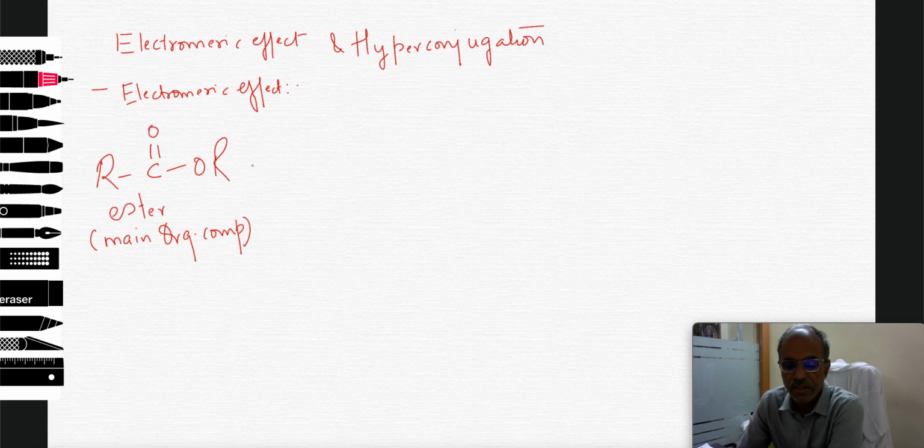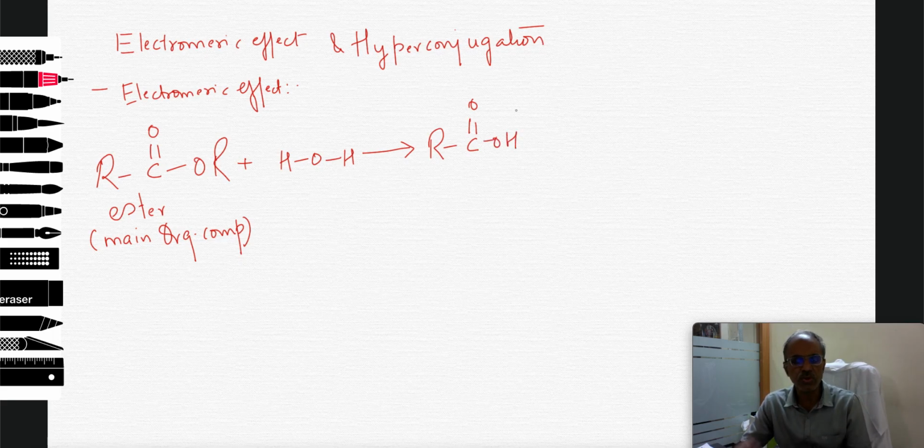Now, this is reacted with some chemical. Take for example water. Water also is a chemical, nothing else. It will give R, C double bond O, OH. Due to the presence of water, a specific chemical change is brought about in the ester. So this main organic compound undergoes a reaction in the presence of a particular chemical to give the product, which is an acid.